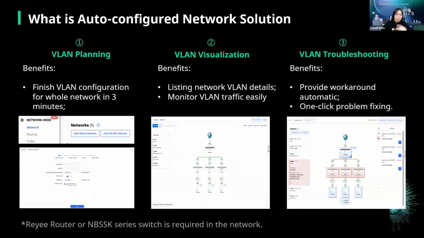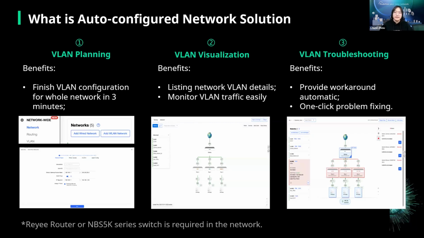Okay, what is the auto configured network solution? Firstly, in VLAN planning, it can finish VLAN configuration for the whole network in 3 steps. No complicated steps. It's easy and fast and helps you configure the whole network no matter how many devices there are. Okay. And secondly, VLAN visualization.